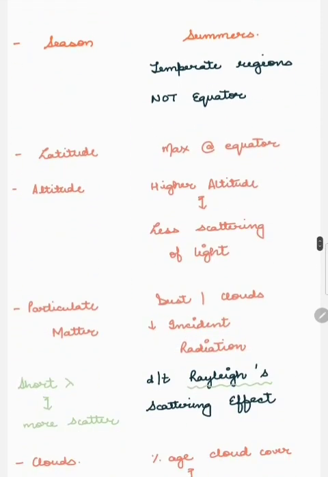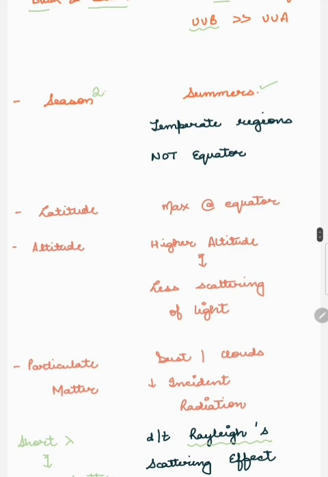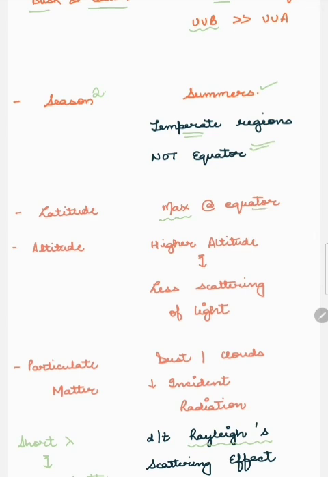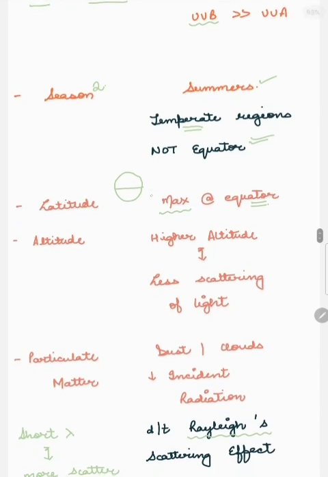Next, number 2, seasons. So in summers, there will be maximum amount of radiation which will reach the earth. And this is only true for temperate regions, not for equator. At equator, it will be almost constant. Then we have the latitude. So the amount of rays will be maximum at the equator. So for example, this is earth, this is equator. So here the rays will be maximum and as we go up and down, the rays will decrease, okay?